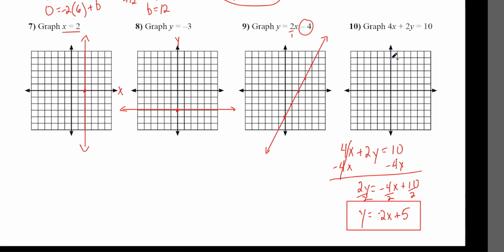Put a point right there. The slope is what? Negative 2 over 1. So I go down 2, to the right 1, down 2, to the right 1. I do it a few times just to make sure I'm nice and accurate with this.